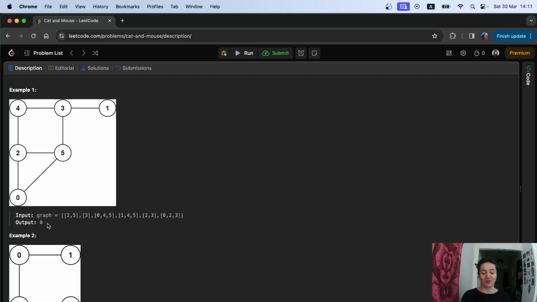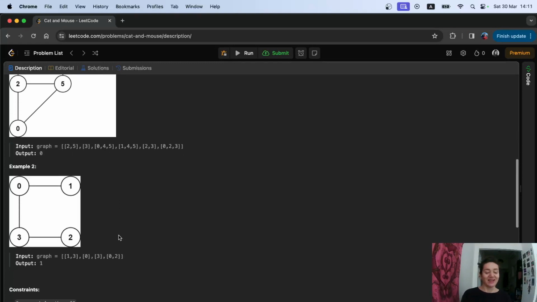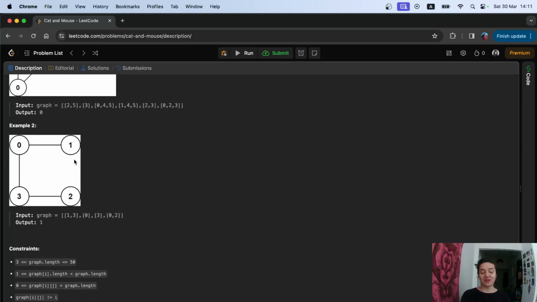We return a 0. In this example, it's much simpler. Here is the mouse at 1, the cat at 2. Mouse goes first, as we know. It just goes immediately to the hole node and wins. We return 1. It's a mouse win.